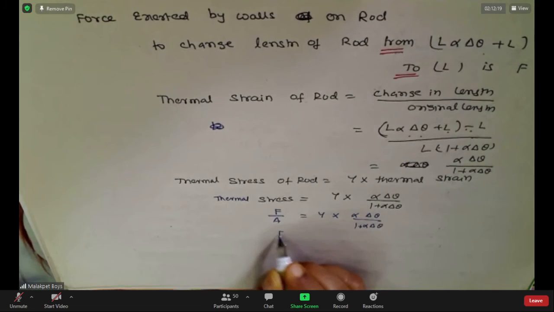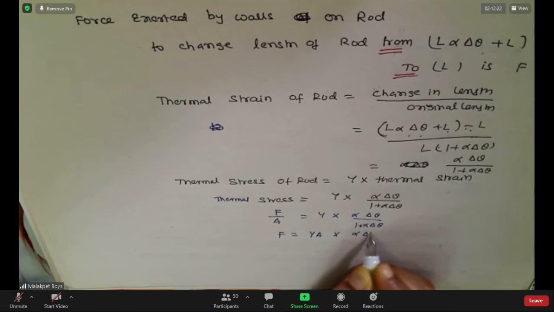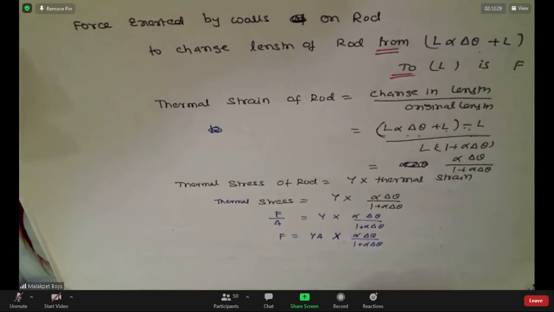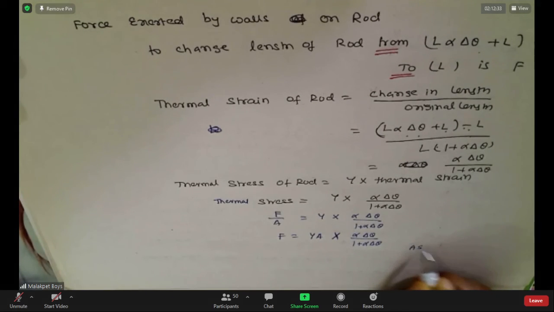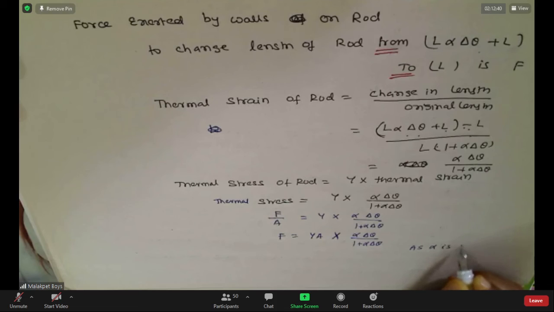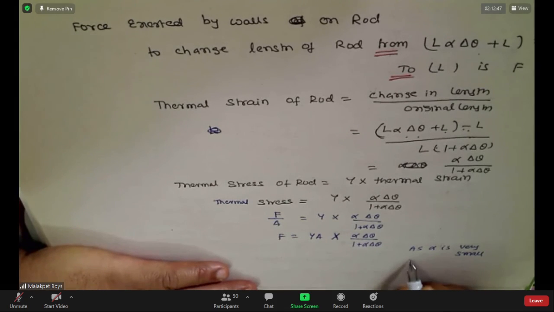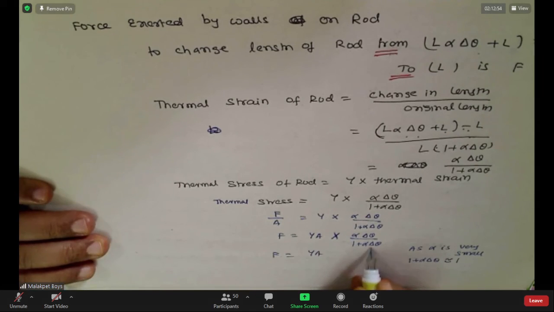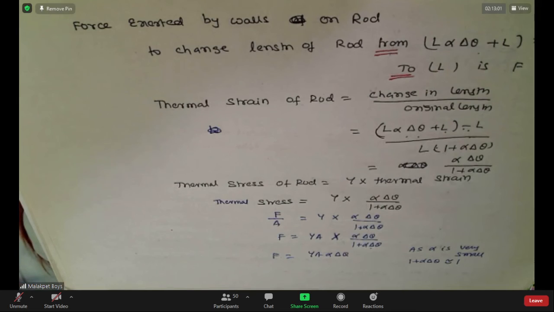Do you agree with this? Yes, sir. Agree. Understood the process, not the formula. Yes, sir. Understood the process. Followed? As alpha is very small, it will have a power of 10 to the power minus 7 now. It can be taken as 1. You can neglect this now. Yes, sir. We can neglect. Till here you followed? Followed, sir. Any doubt? No doubt, sir.